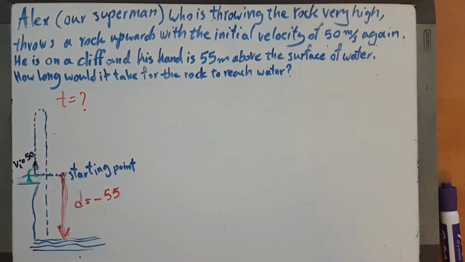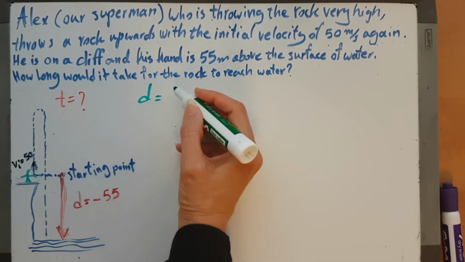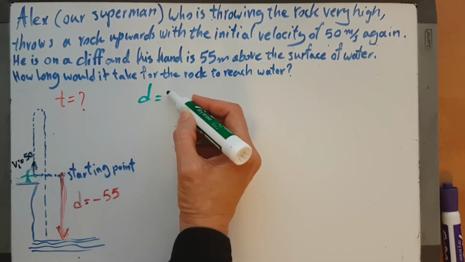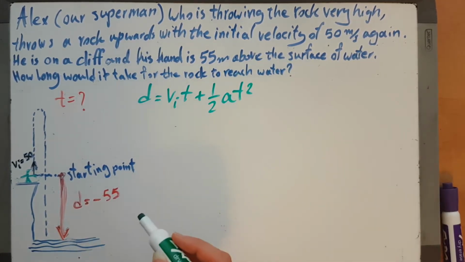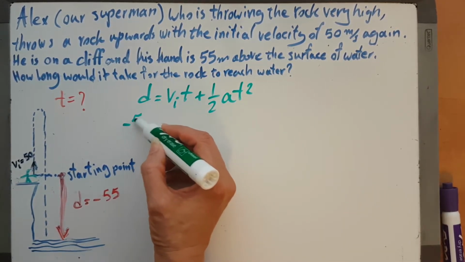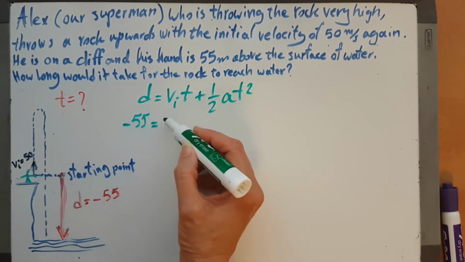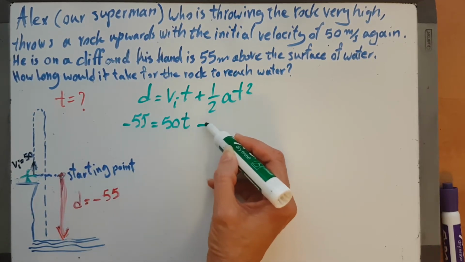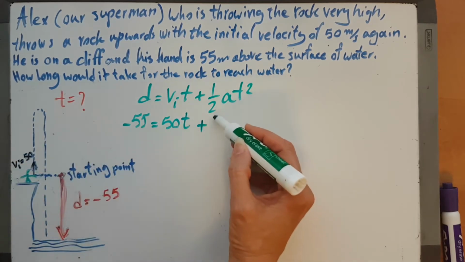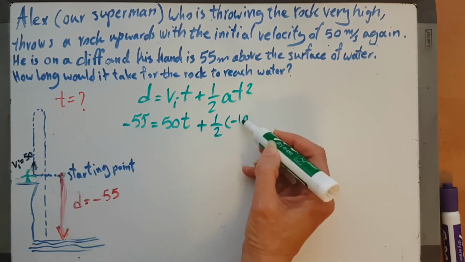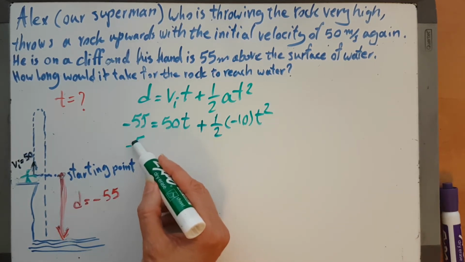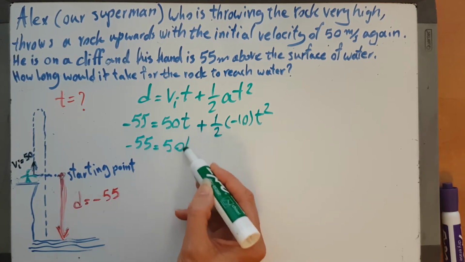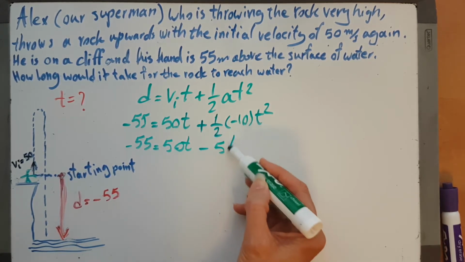So let's start solving this problem. I know my formula is d equals v initial t plus half a t squared. I substitute: negative 55 equals 50t plus, of course I'm looking for t, negative 10t squared over 2, and this is negative 55 equals 50t minus 5t squared.